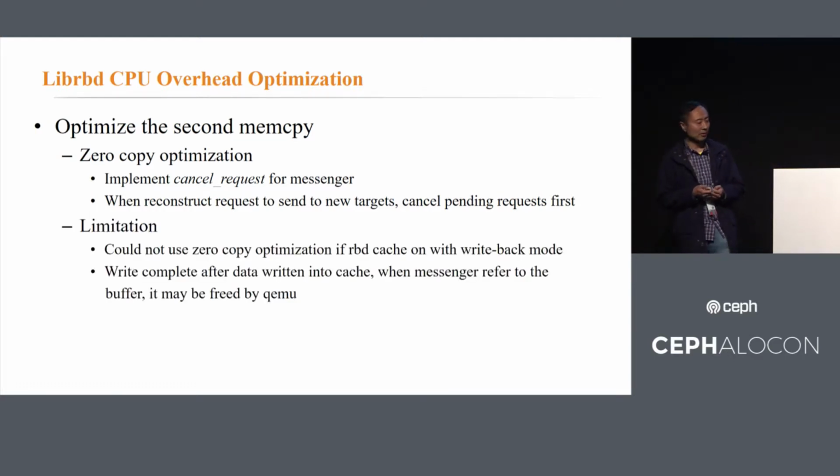However, this approach has some limitation. It cannot be used if the RBD cache is turned on with the writeback mode. The reason is obvious: in that situation, the write completes once the data is written into the cache, and qemu thinks the write has completed. But when the messenger touches that data later, those buffers may have been freed by qemu. So the zero copy optimization cannot be used when the RBD cache is turned on with the writeback mode. That's the limitation.